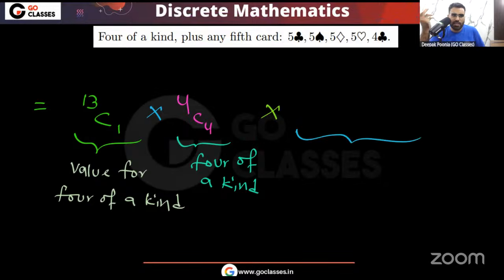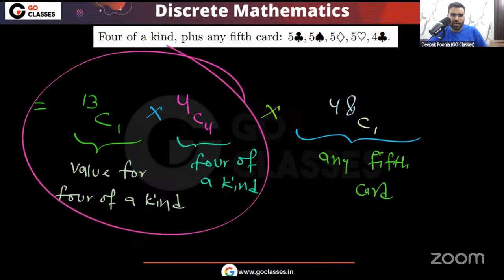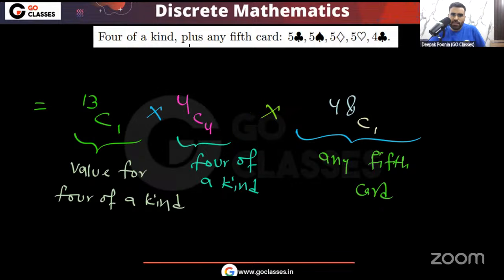Total how many cards are remaining? Tell me. Total 48 cards are remaining. Any of them is fine. These are the remaining cards. Any one of them is fine. So this is the any fifth card. Do you agree with me? Very simple, once you have taken 4 of a kind, then any fifth card is fine. Plus any fifth card.